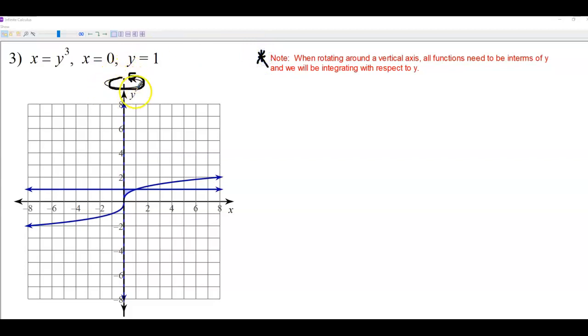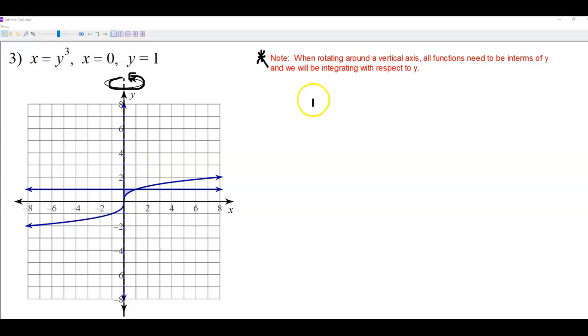So I would encourage you guys to write that little note down somewhere in your notes. Anytime you have a vertical axis that you're rotating around, your functions need to be in terms of y. So that means that it's not going to be y equals something, right? It's going to be x equals something, which we've already got going on here. And also, when you do your integration, we are integrating not from left to right, but from bottom to top. So you want to keep that in mind, okay? So here we go.